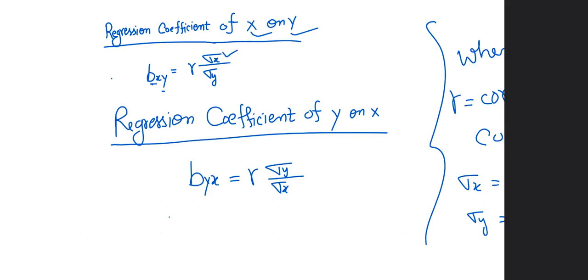Yes. So let us do one example. Did you understand the formula? If we need to find the regression coefficient of x on y, then take x first and then y, and take numerator sigma x and denominator sigma y. And if we need to find y on x, then take y first, and the numerator is sigma y, the standard deviation of y, over the standard deviation of x. Got it? Now let's do one question.